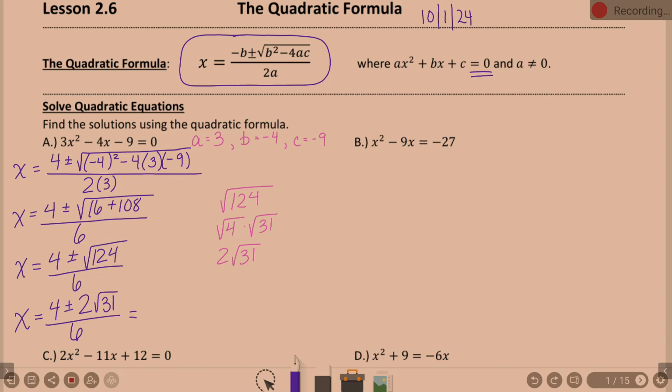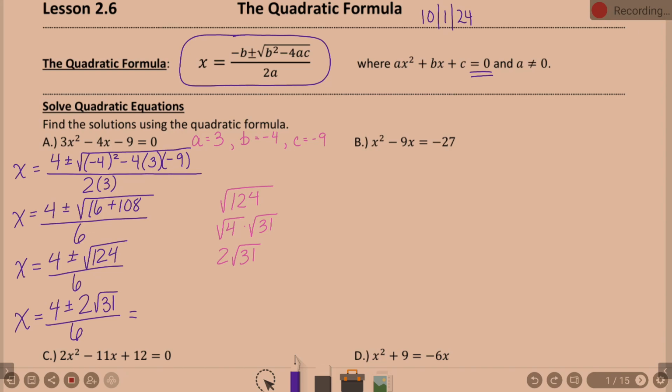We're almost there, but I'm going to go one more step. What do you notice about all three terms here? They're a multiple of 2. Can you see that all three terms can divide by 2? 4 divides by 2, yes. 2 square root of 31, 2 divides by 2. And 6 divides by 2. So what can we do to reduce this and give our final answer?